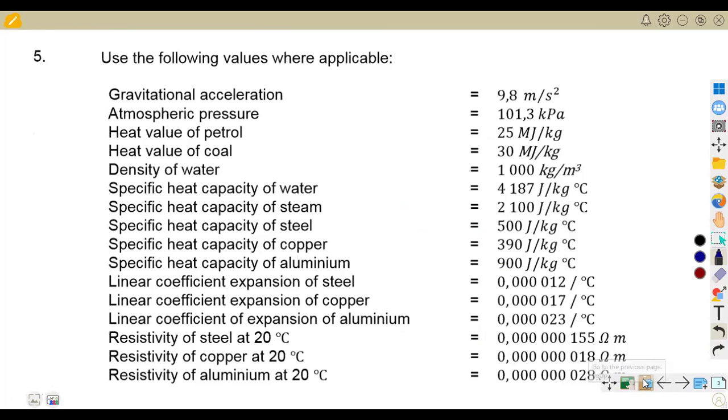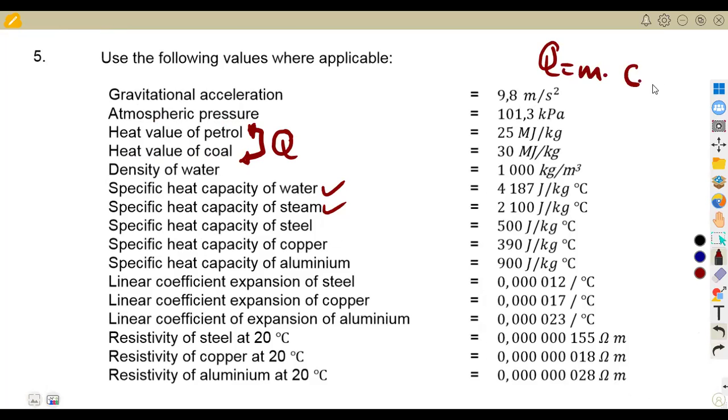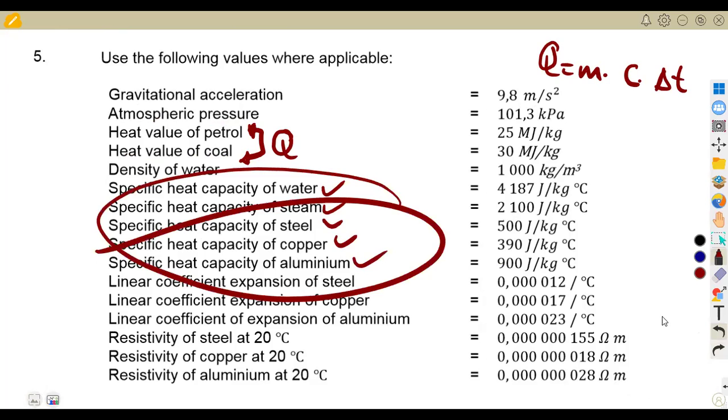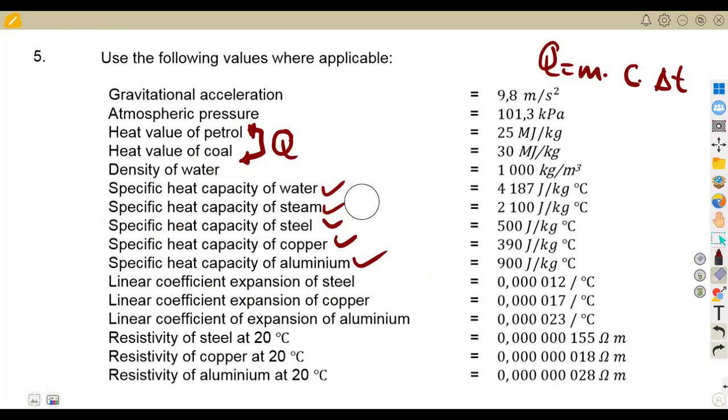Is it coal? Or maybe you are working with petrol. Remember, the heat values are given here for petrol and for coal. So whenever we are dealing with this, we can use that formula to calculate their heat. But where there is the specific heat capacity of water or steam, we can use Q is equal to mass times the specific heat capacity times the change in temperature, because we've got the specific heat capacity of these. So that is the idea of our question.